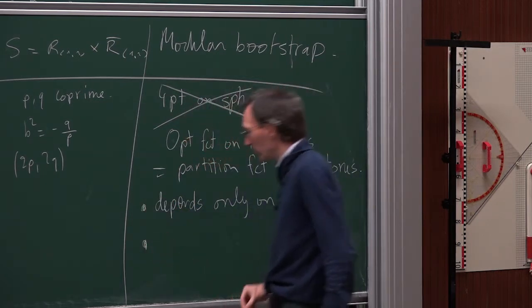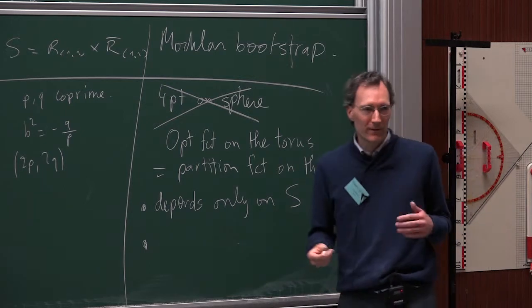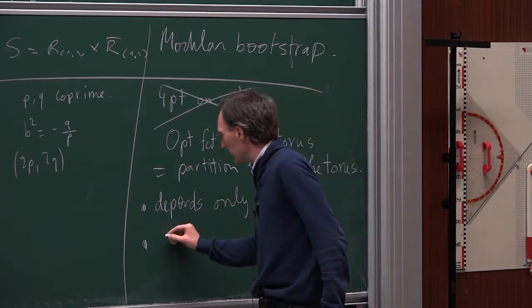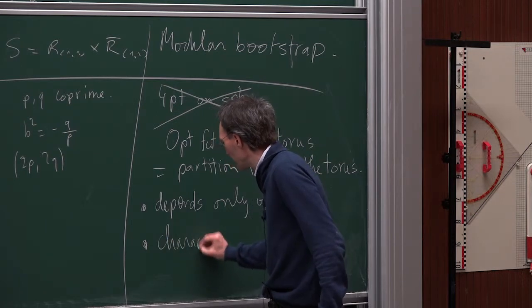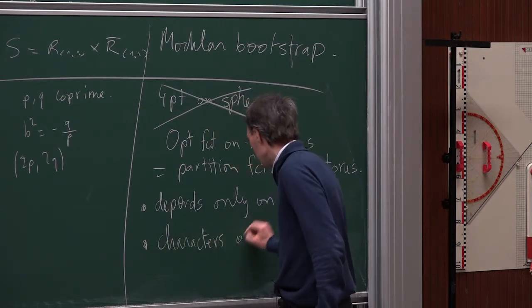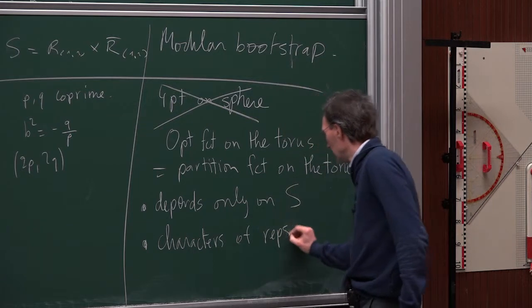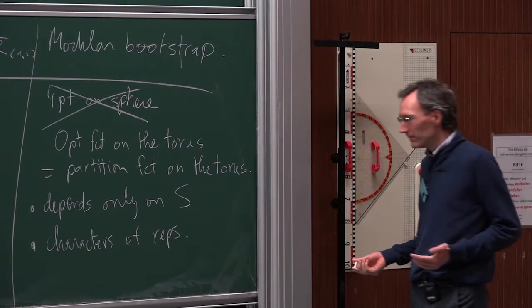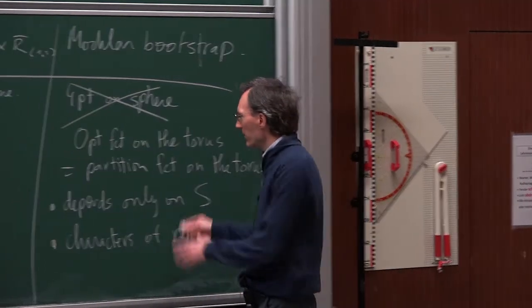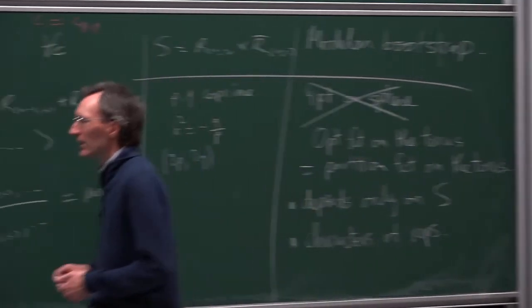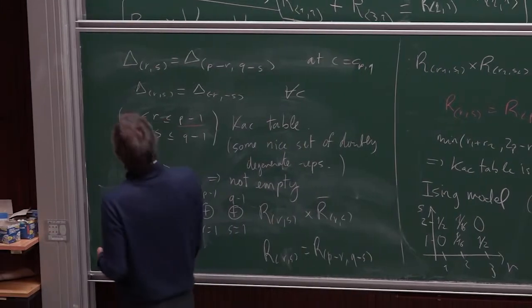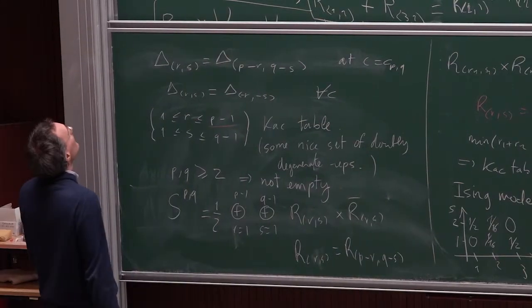And when you decompose it into conformal blocks, instead of our rather complicated 4-point blocks, you get characters of representations. So objects that are much simpler than 4-point conformal blocks. So that makes this modular bootstrap technically simpler than the crossing symmetry itself.